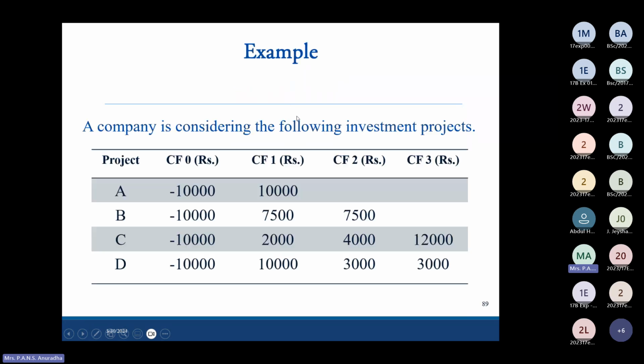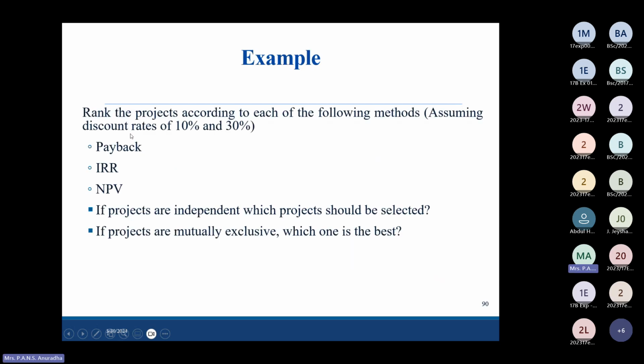So let's look at this example. This is actually a practicing example for investment projects. This is from your recommended textbooks. Actually, this example is included in Pandey's textbook also. Four projects are there, A, B, C, D. You can see the net cash inflows. Project 1, life is a 1 year project. Likewise, you are given 4 projects. You are asked to rank the projects according to each of the following methods.